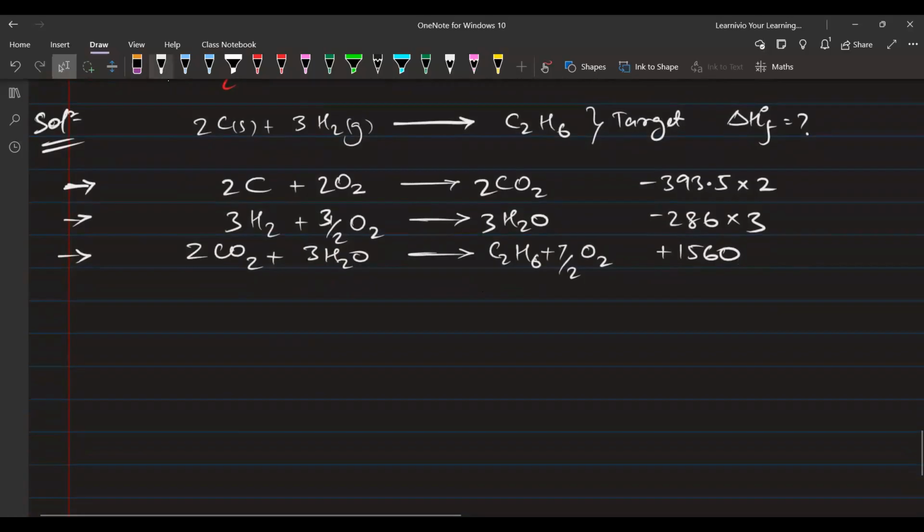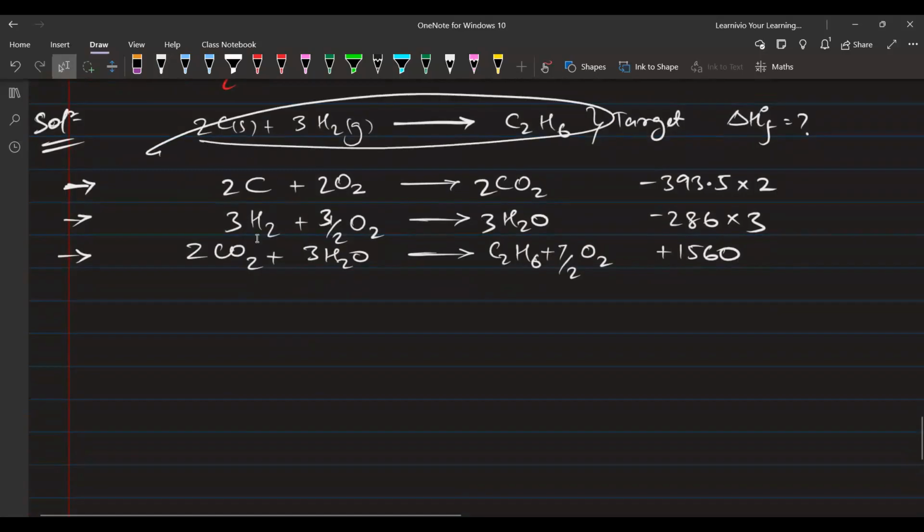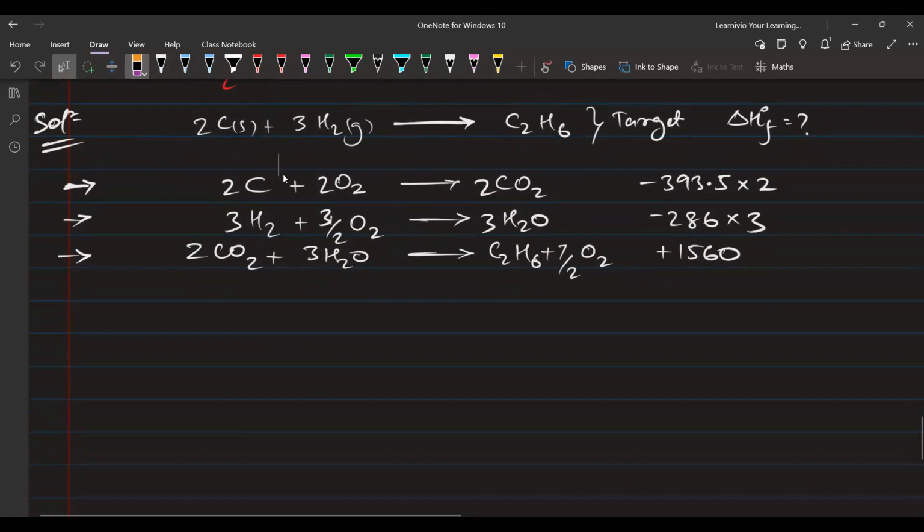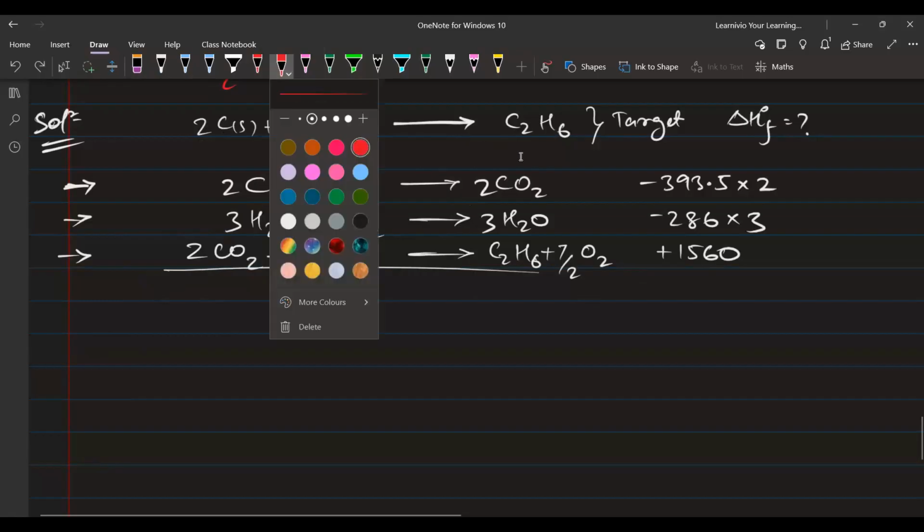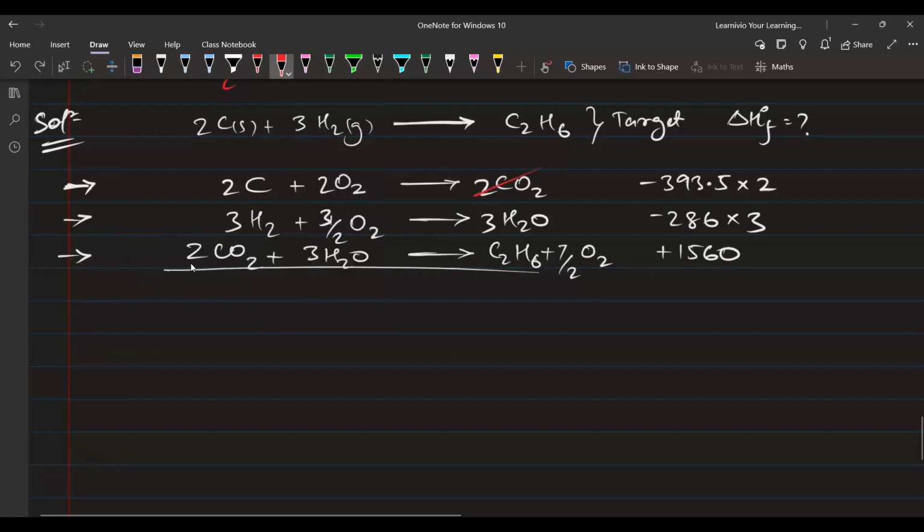Now we will add this. See, whether you do it like this or do it stepwise, if we add all of these, then you will get the target reaction only. That is what we want to show here. See, look here, a few things will get cancelled. 2 CO2 cancelled, 3H2O, 3H2O cancelled.